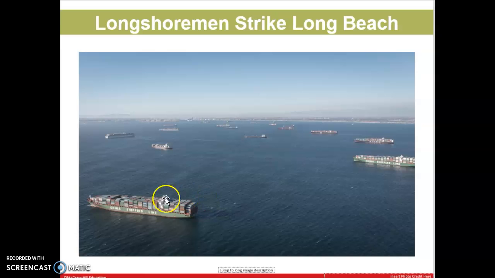They went on strike, and it literally brought this trade to a halt. And there were ships sitting out there. I tried to get a picture that was indicative of what it looked like, but I've got to tell you, when this was happening, it happened to me in California.